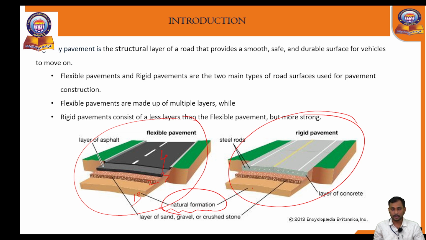In the flexible pavement, the fourth layer we can observe here is bitumen or asphalt road, or bitumen road, or tar road. When coming to the rigid pavement, we are observing concrete roads, and in this concrete, reinforcement is also provided, nothing but steel. You see here, steel reinforcements are also provided. That's why rigid pavement is more strong.